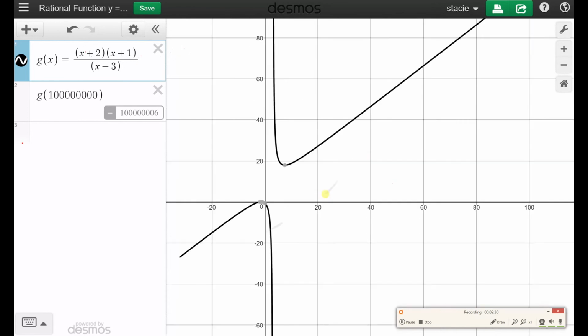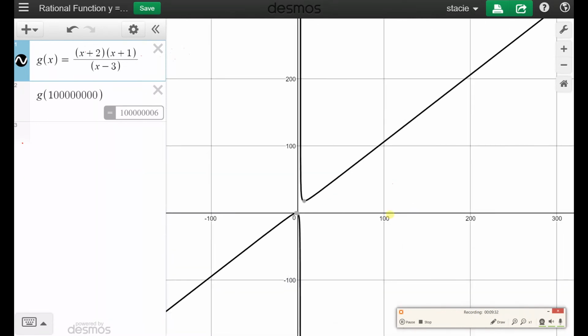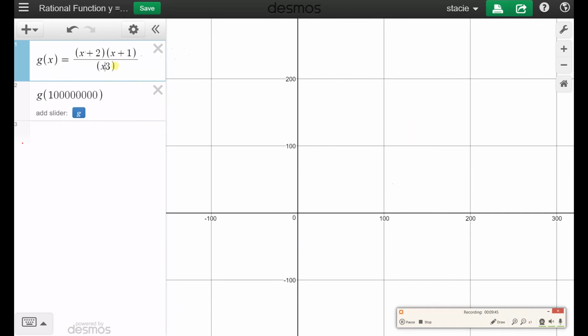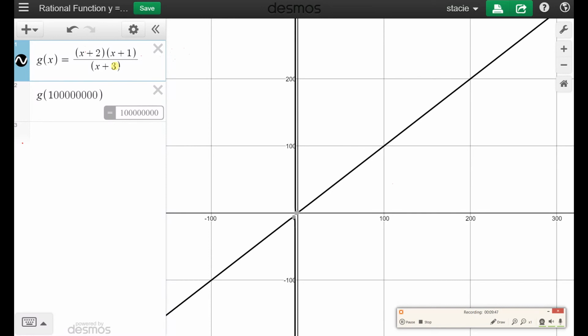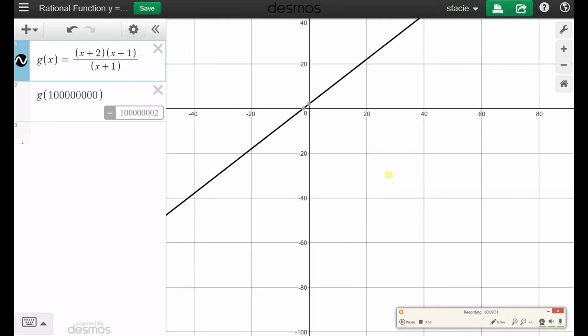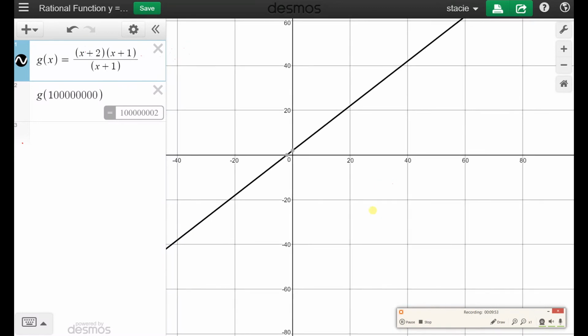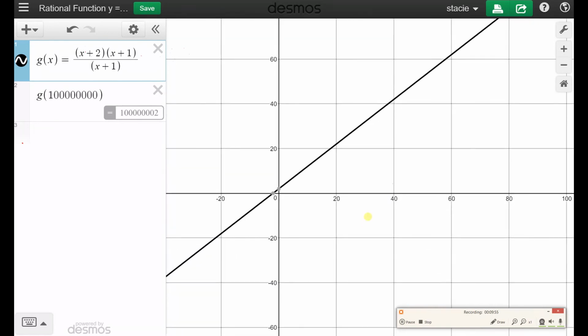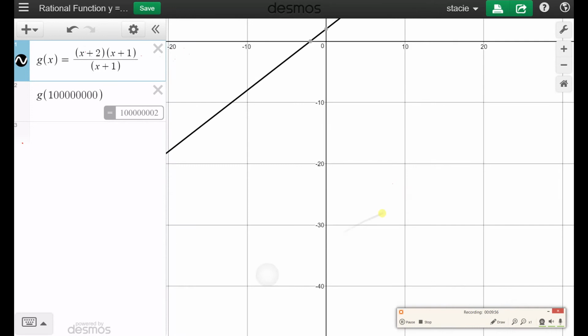Kind of looks like a line with a little blip in between, doesn't it? This is called an oblique asymptote. Because in general, say I have an equation like this, it's a line. The x plus 1 in the numerator and the x plus 1 in the denominator canceled each other out, right?